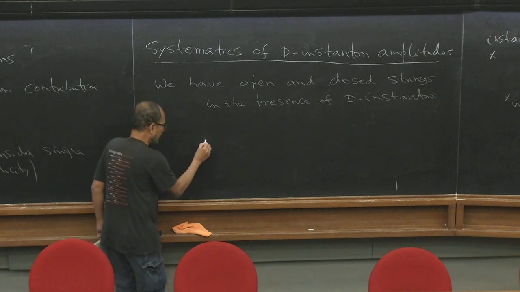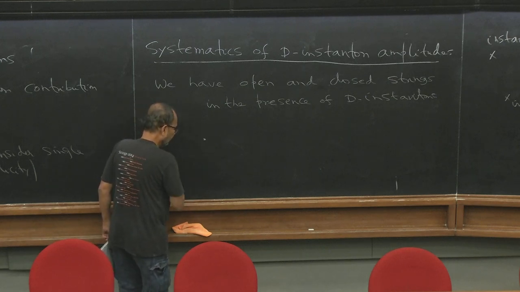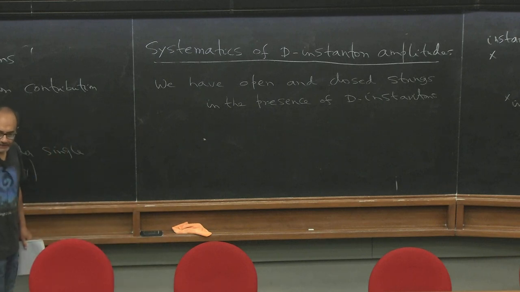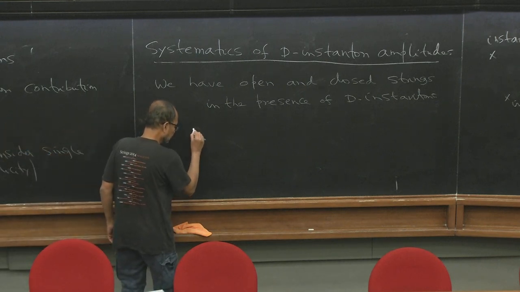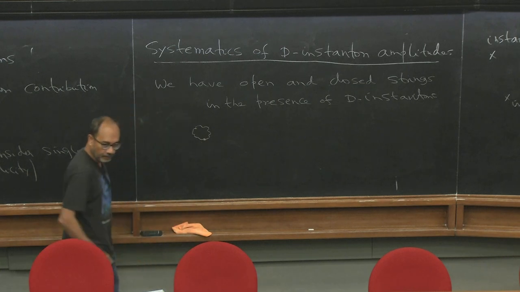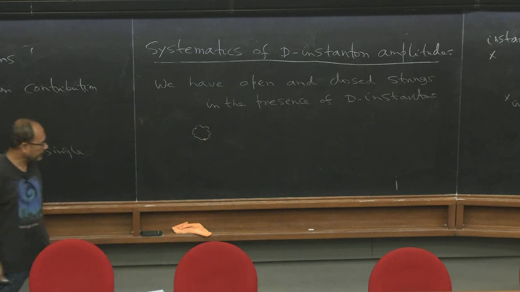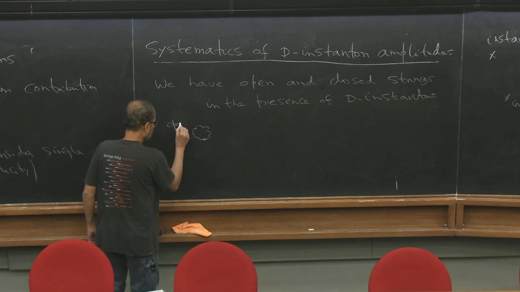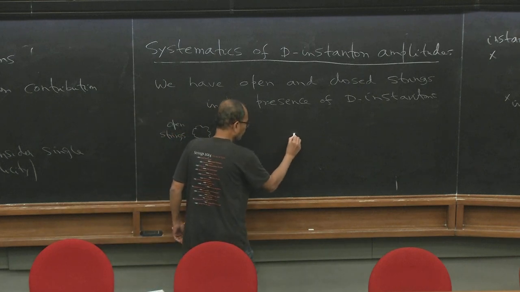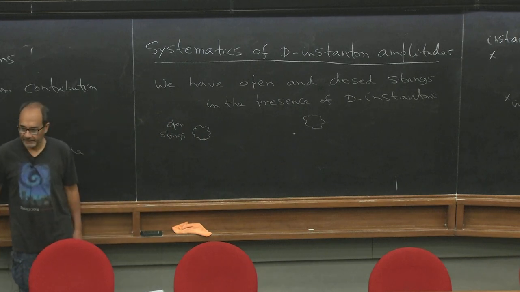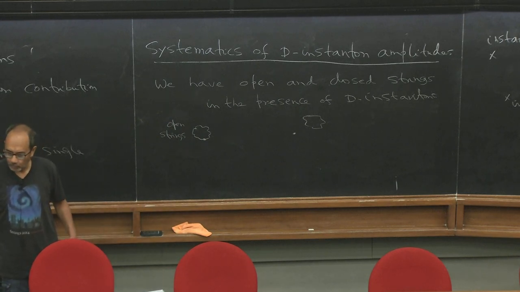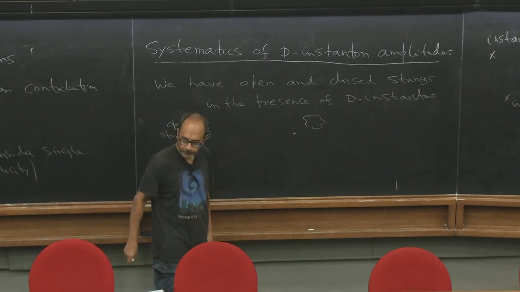So if you think of a D-instanton as a point in space-time, at least along the non-compact directions, it may have extension in the compact directions, which I have not drawn. Then there can certainly be open strings whose ends are on the D-instanton. Okay, so these are open strings. But we can also have closed strings in the vicinity of the D-instantons, or far away from the D-instantons. So both of those kinds of strings are present.